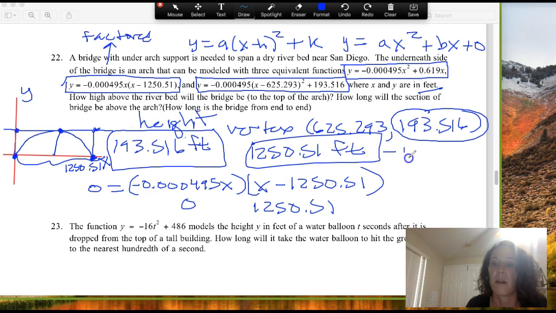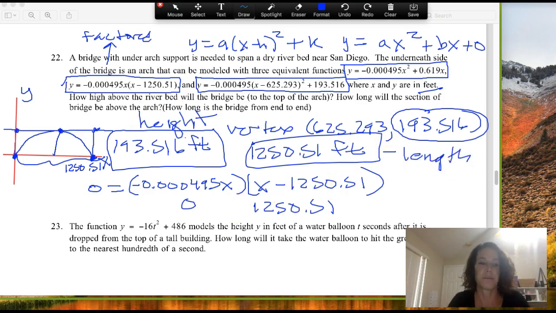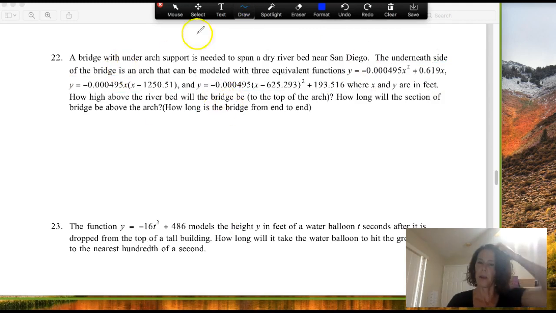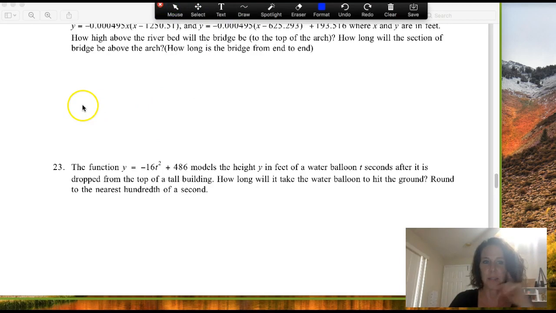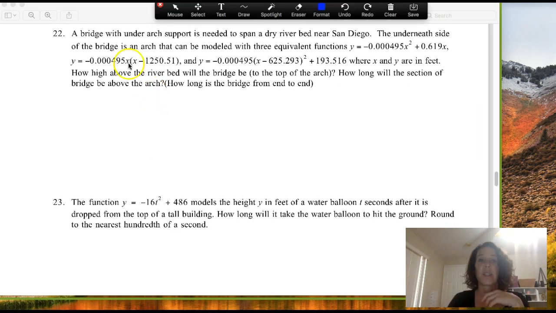This is the length of the bridge. And you're done. Okay, that last problem looked harder than it was, right? That wasn't that hard. Whenever they're asking from end to end, they just want to know the x-axis. They want to know the x value. You just need factored form. Plug in 0 for y, and you can figure out your x value.